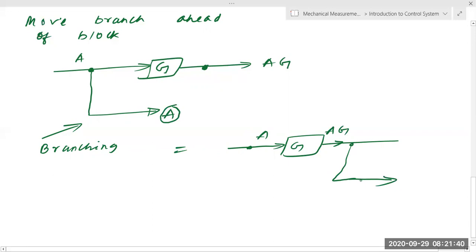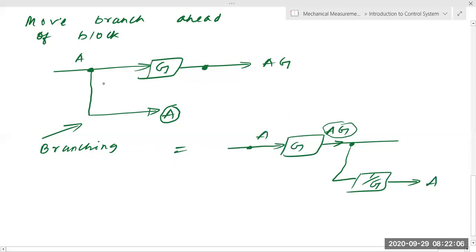So, if the branch out signal is AG, you can see whatever branch out signal comes out of here is not going to be A. Earlier it was going to be A. Now it is going to be AG. So I have to give another block which will be 1 by G. Very important. Now we know that this is equal to AG, and this is equal to 1 by G. So 1 by G into AG will again give me A.